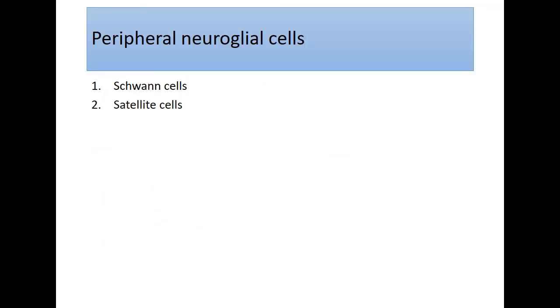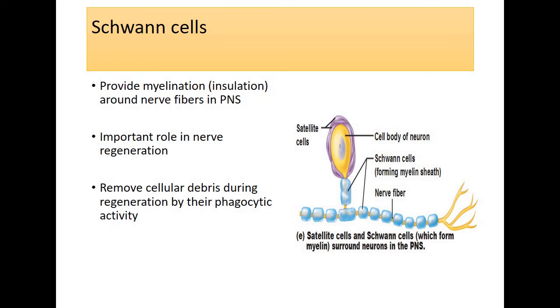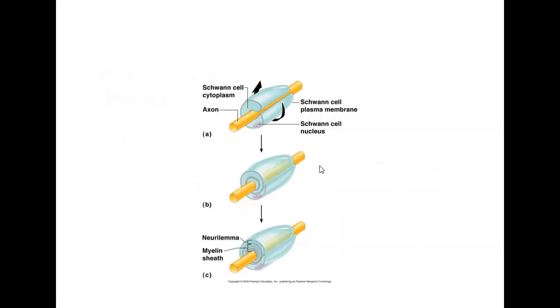In the peripheral nervous system, we have the neuroglial cells called Schwann cells and satellite cells. Schwann cells provide myelination in the peripheral nervous system around the nerve fibers. They have an important role in nerve regeneration. They can remove the cellular debris during regeneration by their phagocytic activity. You see here, the myelin around the nerve fibers is formed by the Schwann cell.